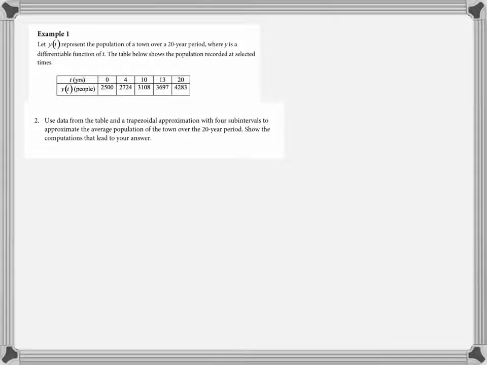Okay, here's example 1 for R8, working with tabular data. The first thing you look at, obviously, you read the question. It says Y of T represents the population of a town over a 20-year period where Y is a differentiable function of T. The table shows the population recorded at selected times. So the first thing you need to know is this is an amount. It is not a rate.